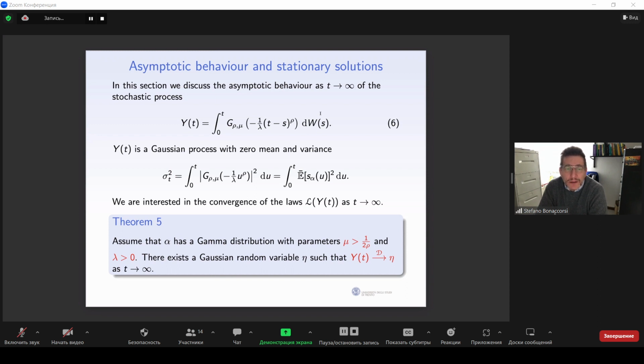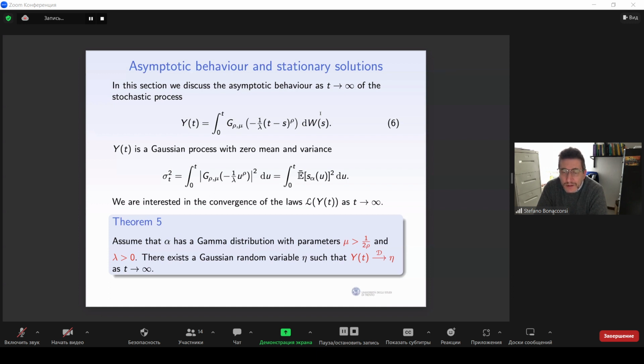First, since we know that for any fixed time this is a Gaussian process with given variance that can be computed explicitly, I will not give you a formula because it's quite complicated, but it doesn't matter. We are interested to see if there exists a limit law for these processes. And the answer is yes. There exists a random variable eta that is Gaussian with zero mean and given variance, such that y(t) converges in distribution to eta.